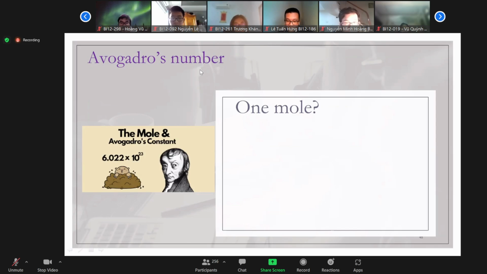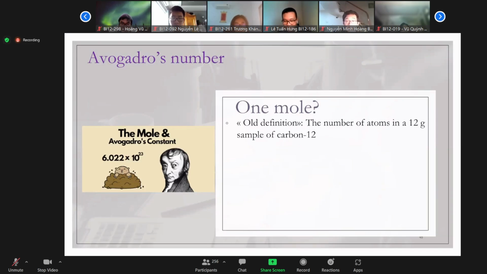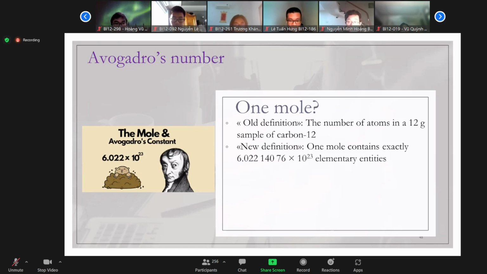Good. Thank you. Next time try to explain it in English, but you are totally right. Actually, this is the new definition of 1 mole. For the old definition, 1 mole is the number of atoms contained in a 12-gram sample of carbon-12. Okay, so this is the old definition. Now we use the new definition.